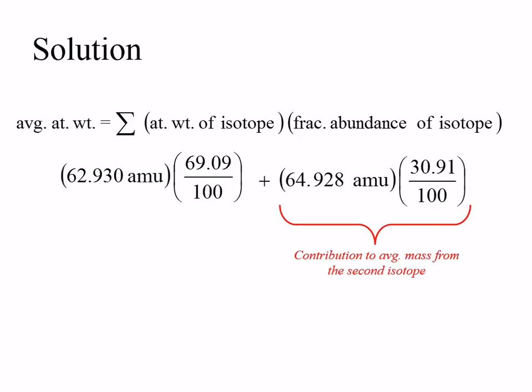The mass is 64.928 AMUs. I got that from a couple slides ago. And its percent abundance was 0.91%. So I need the fractional abundance, so I go ahead and divide by 100. You could either do it here or you could do it as another column.